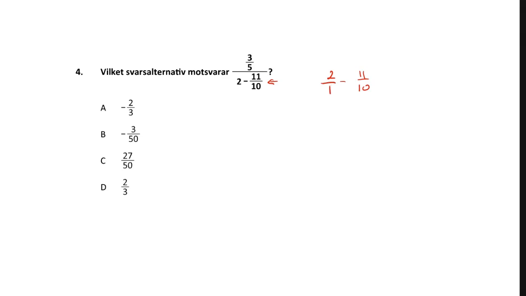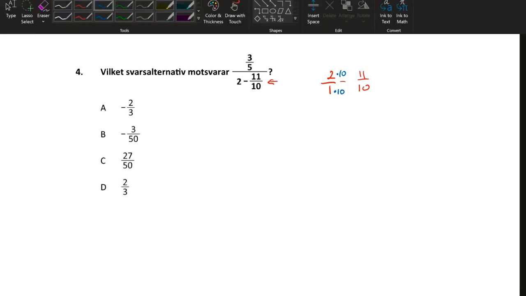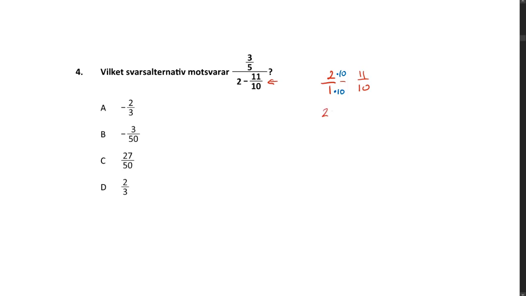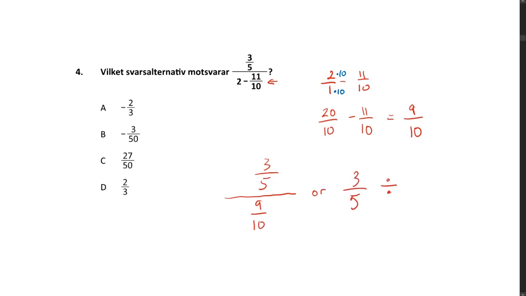If we want to have the same denominators, that means we need to multiply this by 10, multiply this by 10. So now we have 20 over 10 minus 11 over 10. 20 minus 11 is 9 over 10. And the 10 stays the same. Now our equation is 3 over 5 divided by 9 over 10.